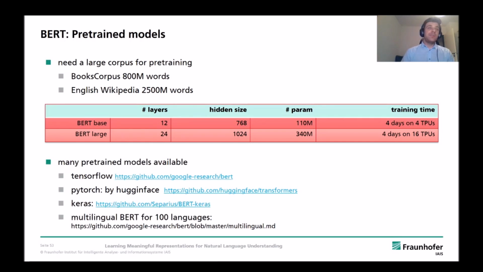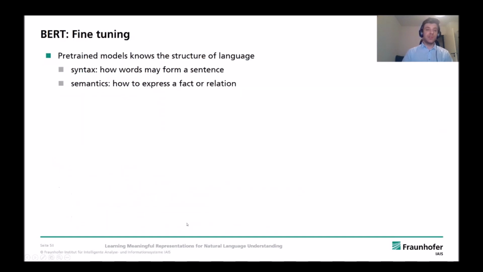There are many pre-trained BERT models available in TensorFlow, PyTorch, and Keras, and there are even multilingual BERT models for more than 100 languages provided by Google Research. Now, when we have these pre-trained models, what we want to do with them is fine-tune them on specific tasks.